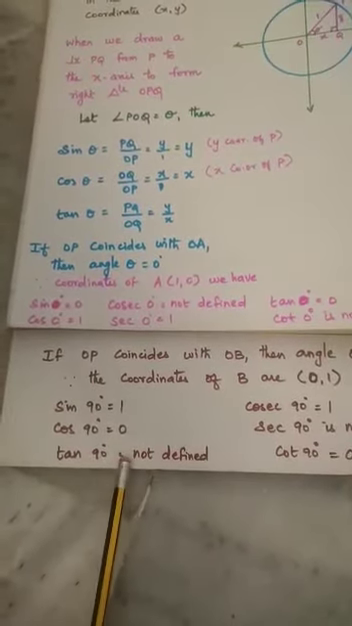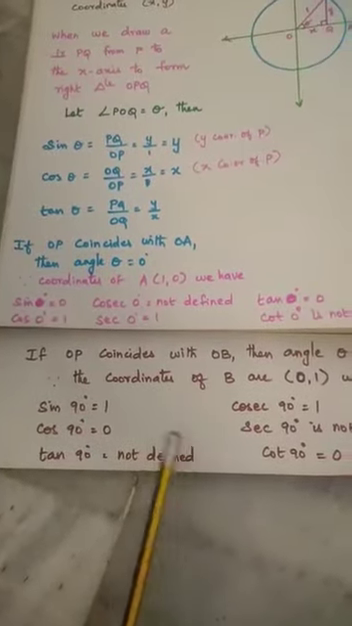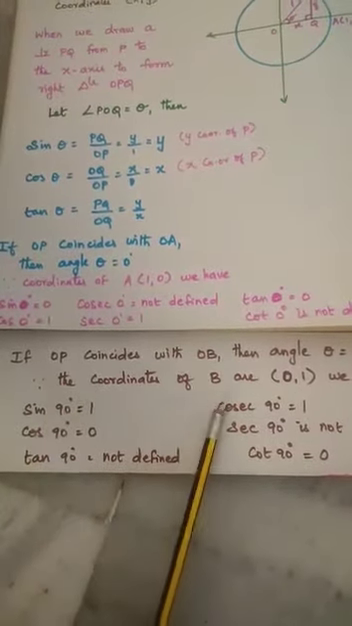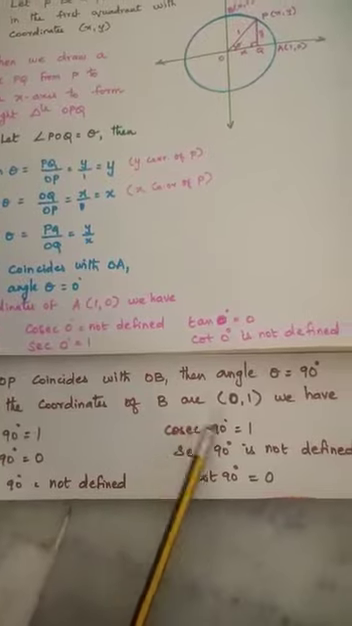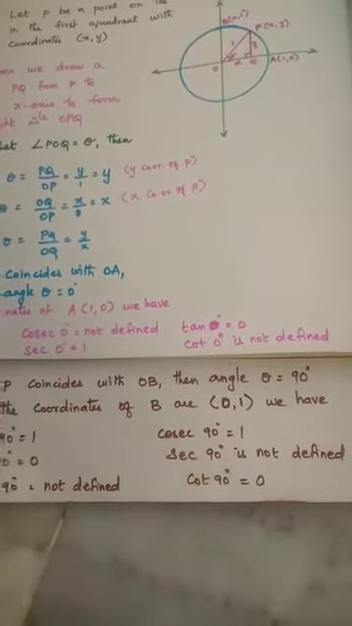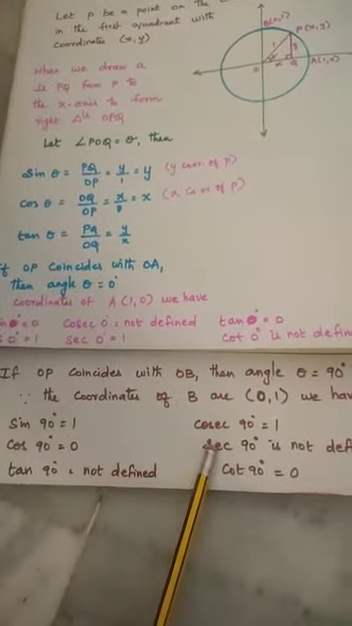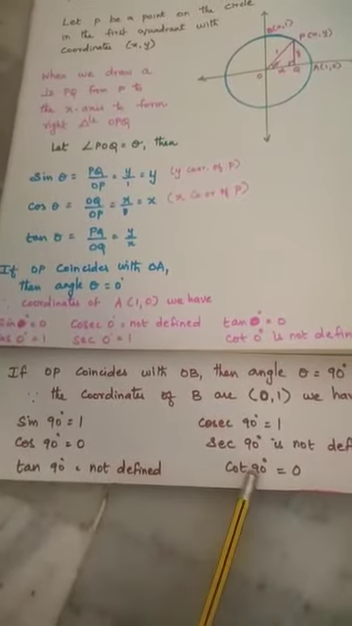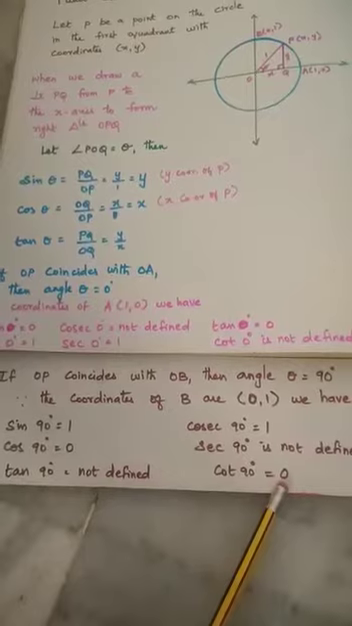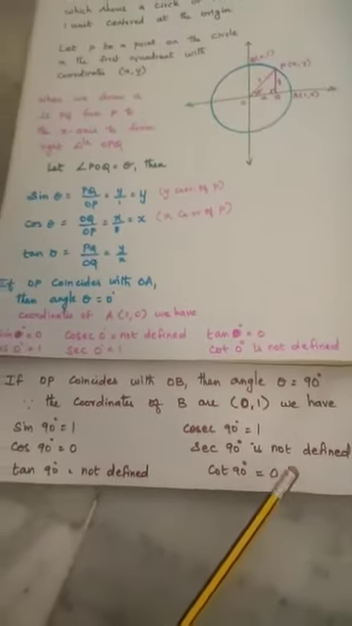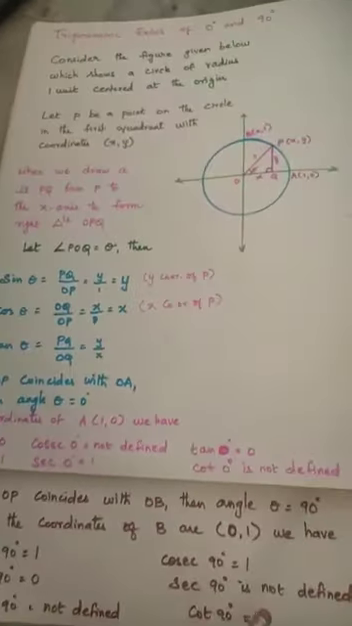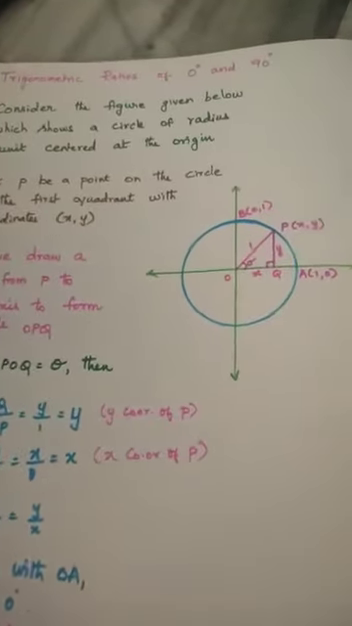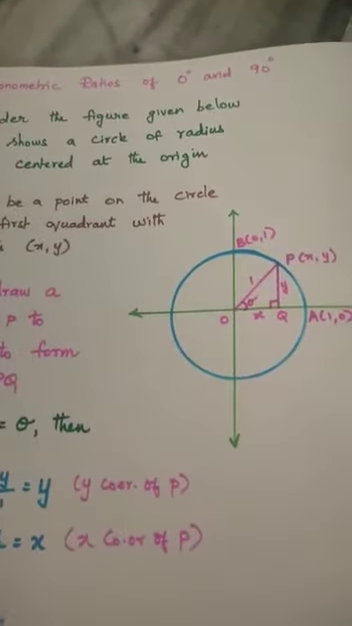Tan 90 degree is not defined. In the same way, for sin 90, the reciprocal is cosecant, so cosecant 90 is 1. And the reciprocal of cos 90 is secant, which is not defined. Tan 90 is not defined, so cot 90 is equal to 0. So these are all the trigonometric ratios of 0 and 90 degree.